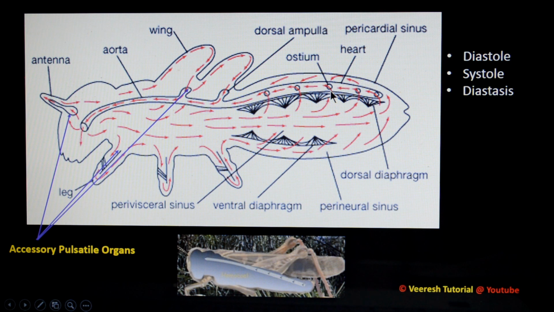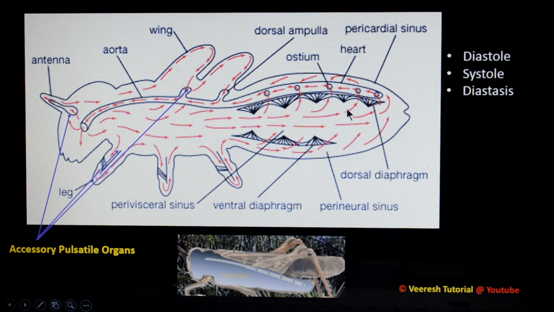Each heart chamber has a pair of openings at the base. These are called ostia, and ostium is the singular. On either side of the ostia, there is a pair of alary muscles. So these are all alary muscles. These muscles help in the contraction and expansion of the heart.